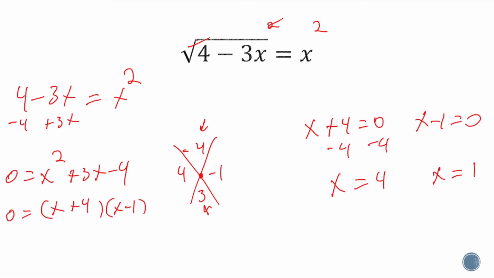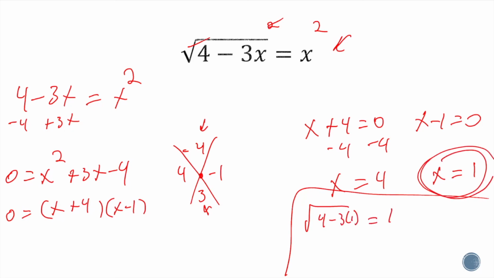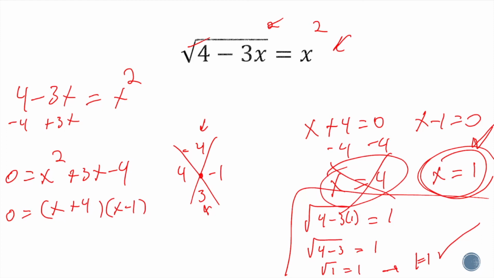Now, which one is the right answer? Because remember, we introduced an extraneous solution here. So we must substitute. I'm going to go with the 1. The square root of 4 minus 3 times 1 is equal to 1. The square root of 4 minus 3, the square root of 1 is equal to 1, and that gives me 1 is equal to 1. So this is my answer, while the -4 is my extraneous solution. That is not my answer.